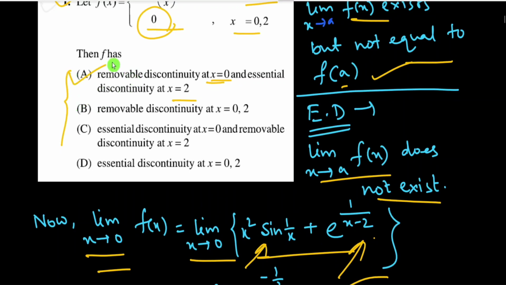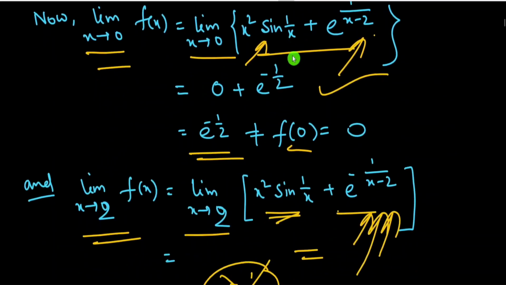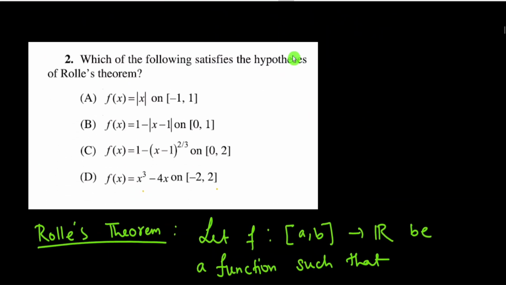Therefore option A is correct: removable discontinuity at x equal to 0 and essential discontinuity at x equal to 2. Now the next question, question number 2: which of the following satisfies the hypothesis of Rolle's theorem? Here four functions are given.